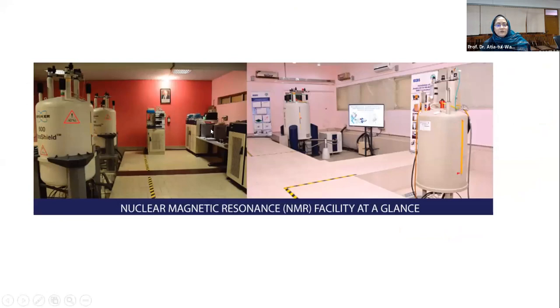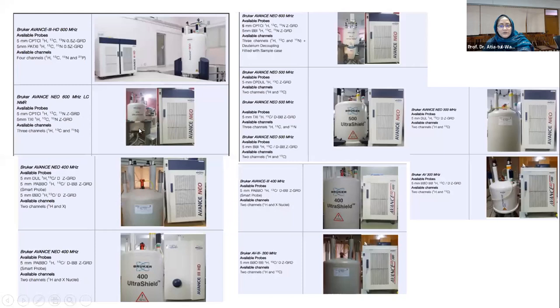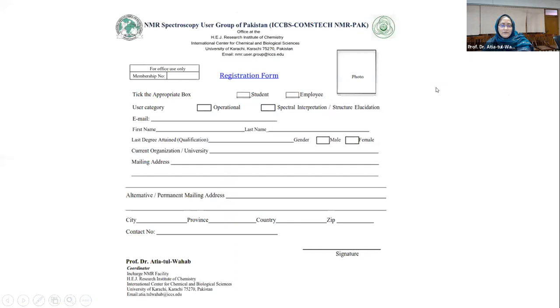We have 13 superconducting NMR spectrometers, and we have upgraded all the systems to the new NMR system. This one is the 800, this one is the oldest, the 300, and these are the 600, and we have four of them equipped with cryogenically cooled probes. So these are the different spectrometers that we have in our system. And I would like to invite you to be a member of the NMR spectroscopy group of Pakistan.